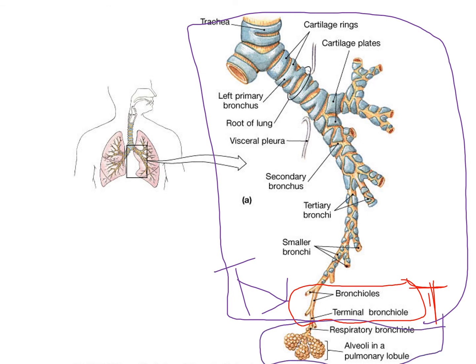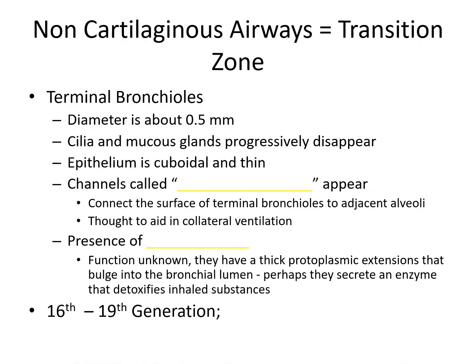So a different function altogether. Okay, so notice that the bronchioles and terminal bronchioles here don't have cartilage. They might have some plate-like cartilage left over, but that's not really functional as far as structure goes. So bronchioles and terminal bronchioles are non-cartilaginous, part of the tracheobronchial tree. Their diameter is about 1/2 millimeter, so pretty small airways. The cilia and the mucous glands should progressively disappear by the time it gets down here. It has cuboidal cells, and cuboidal does not have the cilia.